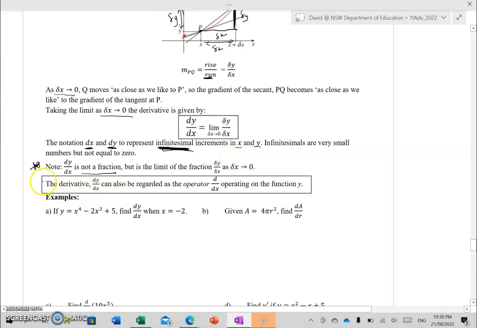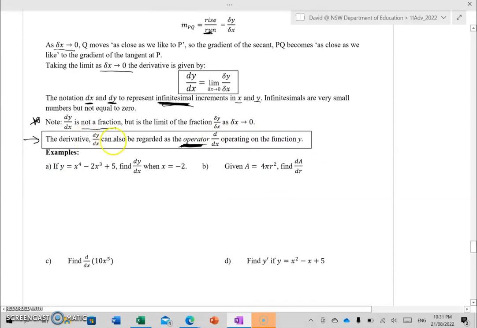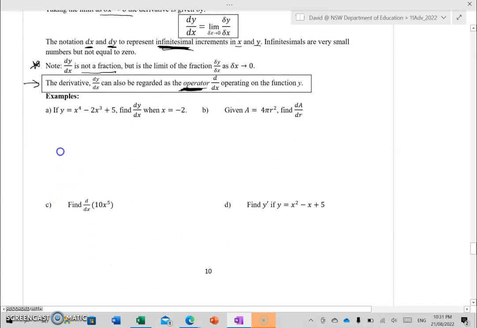Also, a good way of thinking about this notation is that when we're calculating dy dx, we're applying what we call the operator d dx on a function of y. So d dx is the operator operating on the function y. This will be important later on when we do higher derivatives, when you see different notation. But at the moment this isn't so important, but we'll come back to this idea later on, that you're applying the d dx operator on function y.